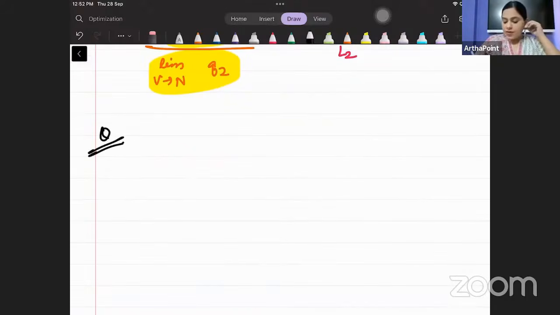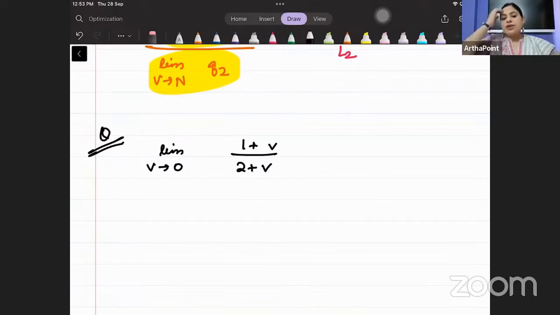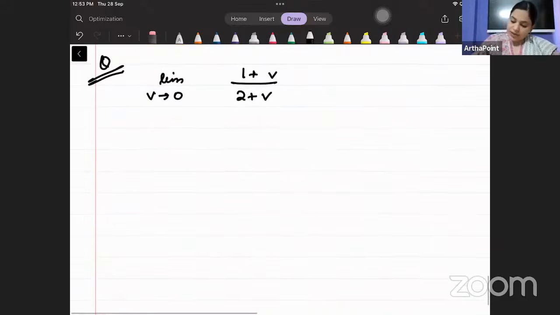So let's start. So you have to find limit v tends to 0, 1 plus v upon 2 plus v. So what did I teach you beta? That limit distributes. Distribute का क्या मतलब है? Distribute का मतलब ये हो गया that in case of limits, you can go ahead and apply it separately to the numerator and separately to the denominator. So apply कर देते हैं.